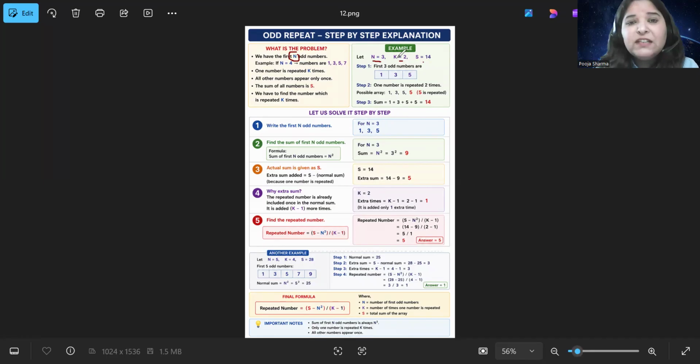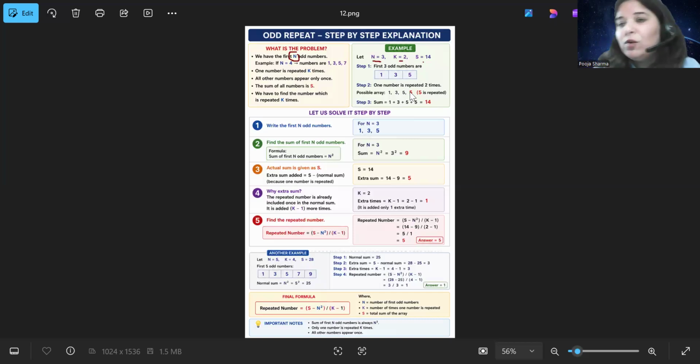Then there is another term called k. Now k is the number of times the element is repeated, right? So k equals to 2 means there is a list in which one element is repeated twice. Like if you see k equals to 2, it means 1, 3, 5, 5. Here 5 is repeated twice. That's why the value of k is 2. Alright, if the value of k is 3, then it will be 3 times. It will repeat that number 3 times in a series.